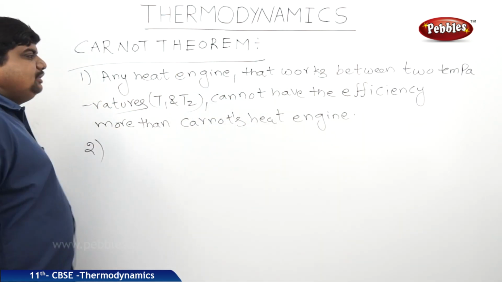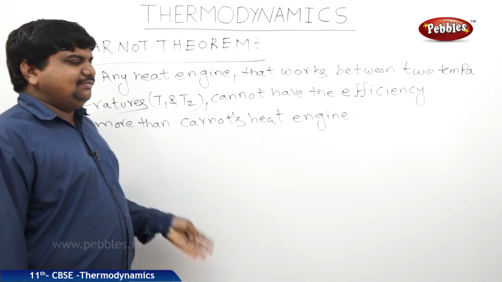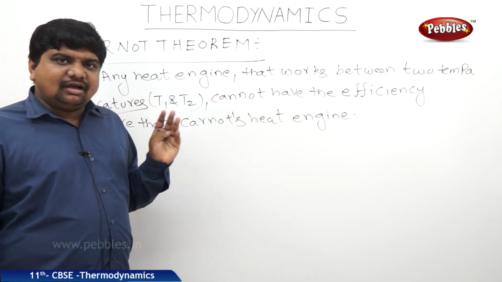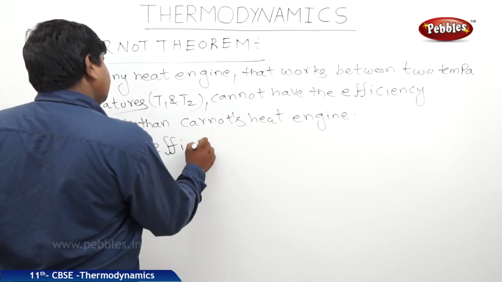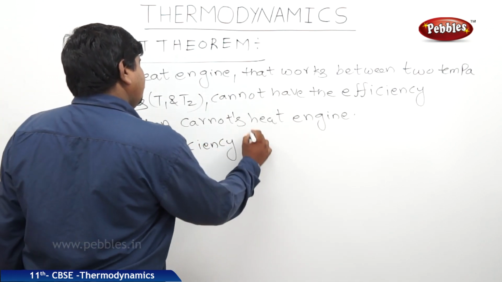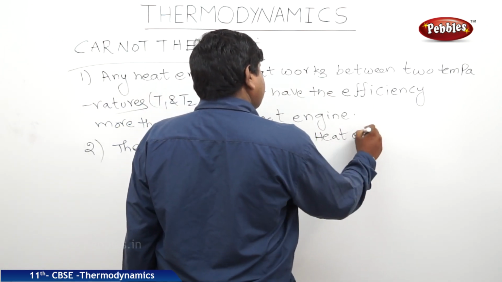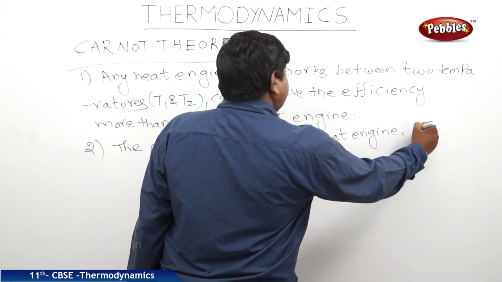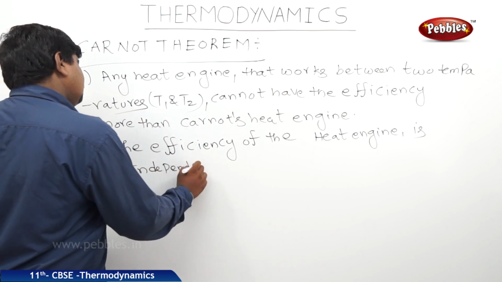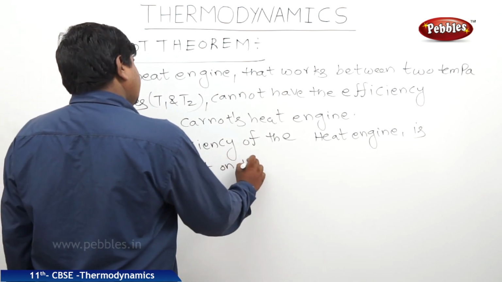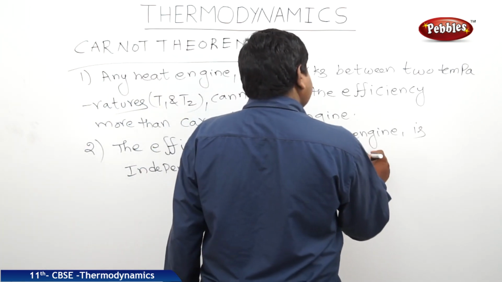The second point to be noted in Carnot's theorem is the heat engine's efficiency. Any heat engine's efficiency is independent of the nature of the working substance. The efficiency of the heat engine is independent of the nature of the working substance.